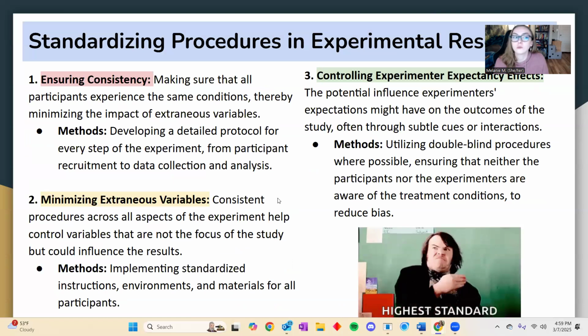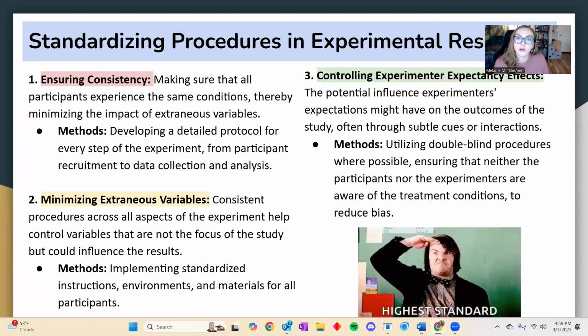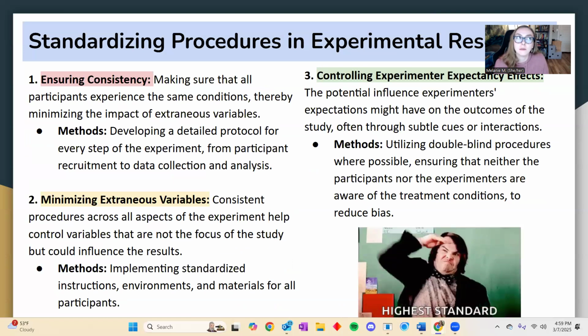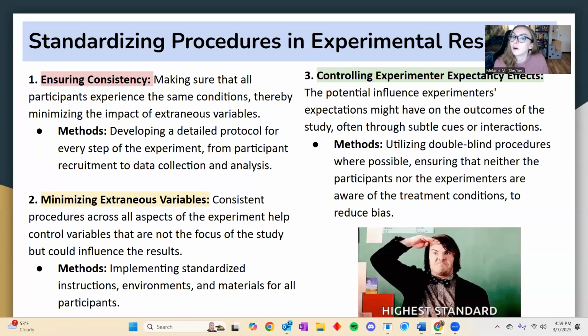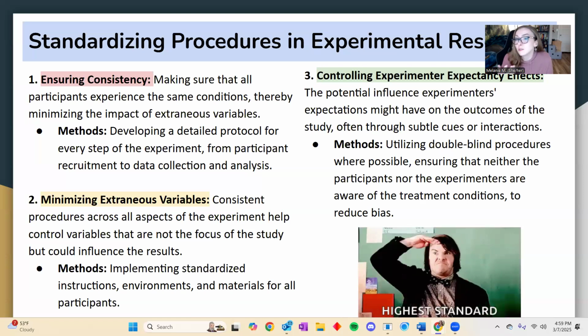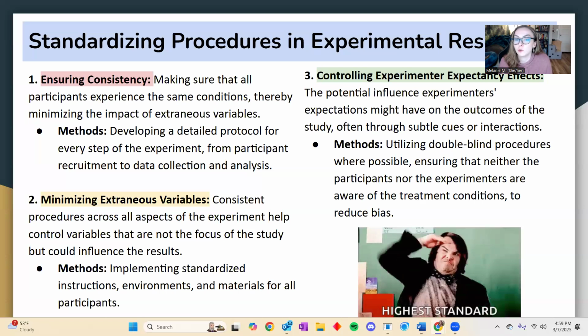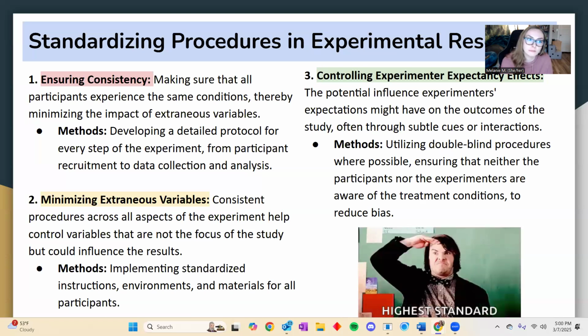Who the sample is really, really matters. We want to make sure that participants are getting the same treatment wherever possible. And we also want to make sure that key variables, or key demographics usually, of participants are evenly distributed between groups. So lots of points here.